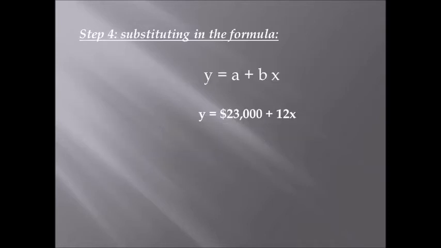Step number 4, substituting in the formula. So you will use the amount of variable cost per unit instead of the value of B, and A is the total fixed cost. You will find the straight line formula for this example. Okay.